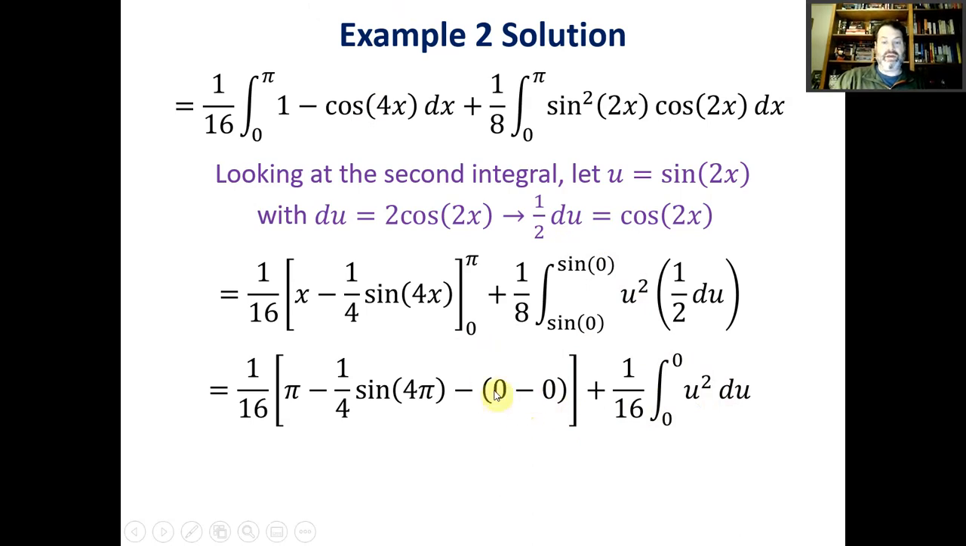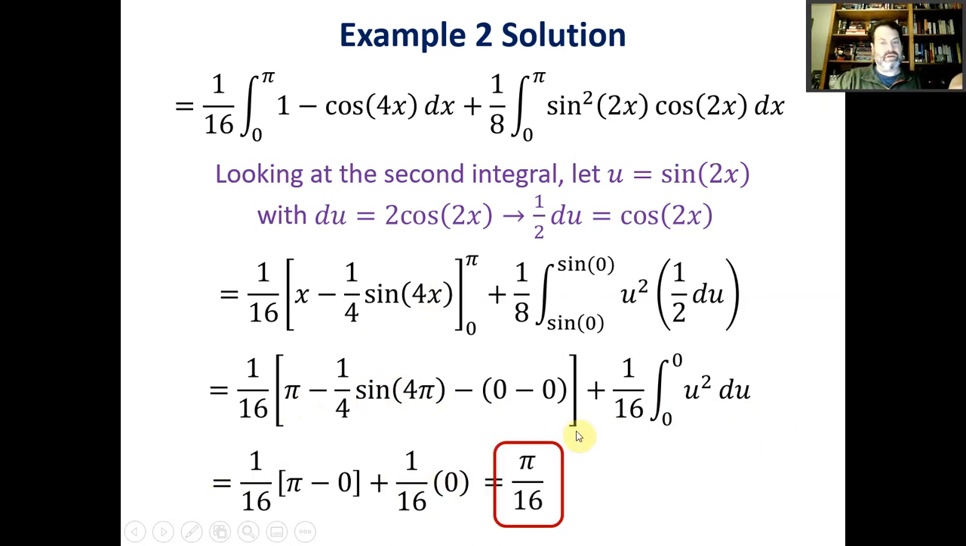This one over here is 0 because the lower limit is 0, right? So we have 1/16 pi minus 1/4 sine of 4 pi. Well, sine of 4 pi is 0 as well. So a lot of this stuff just becomes 0 and just goes away. Right, so pi minus 0 plus 1/16 times 0. Almost all this goes away. You just get pi over 16.